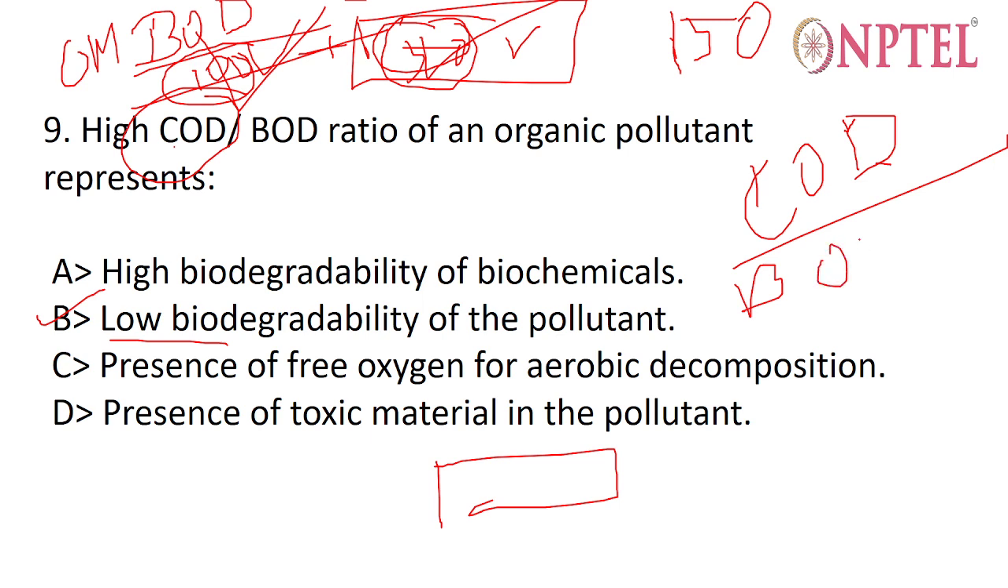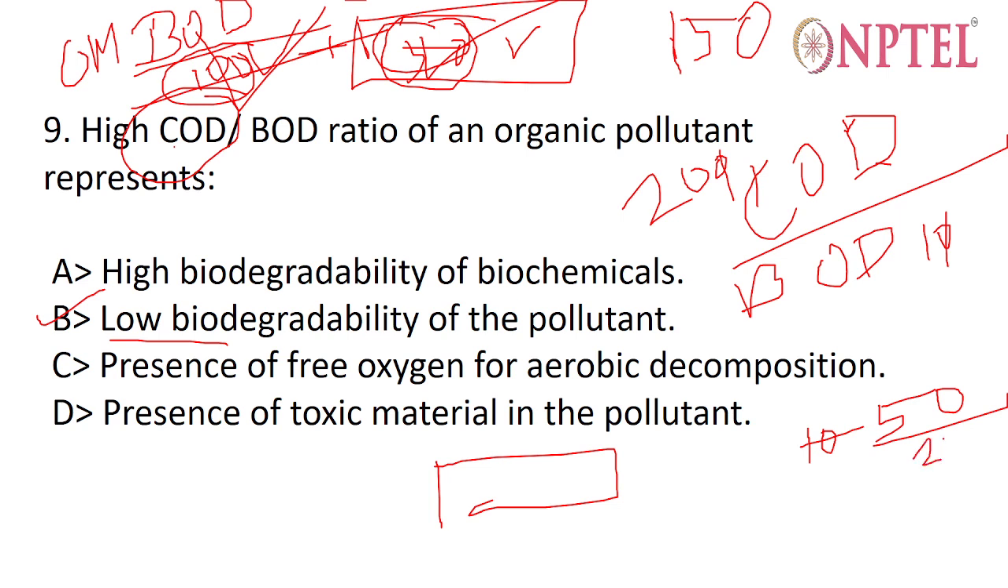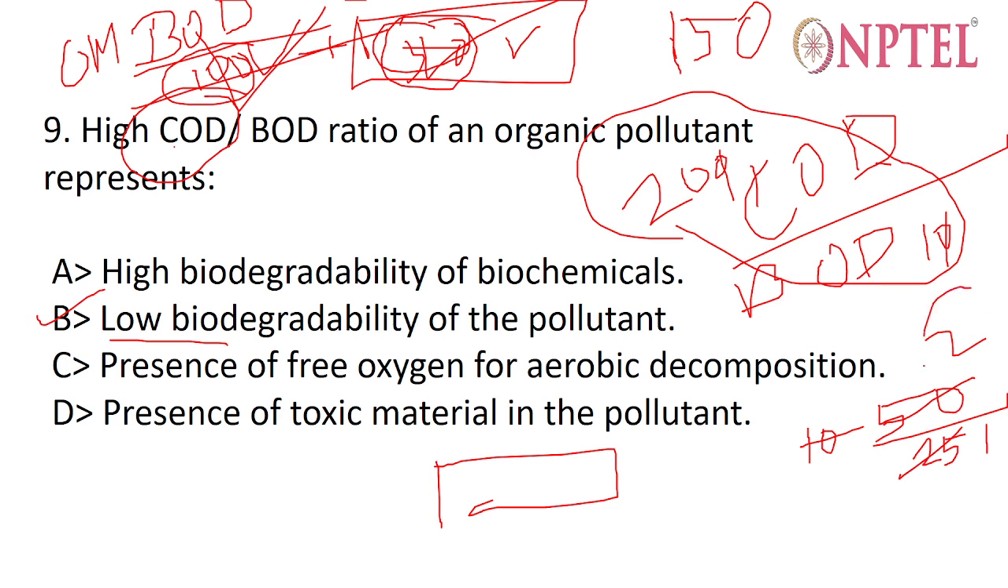That's the ratio, right? So if I have COD of, suppose, 200 and BOD as 10, the ratio is 20 is to 1, something like that. And suppose I have COD of 50, and this is 25 BOD. So what will happen here? 2 is to 1, right? So this is the higher ratio, 20 is to 1, and this is 2 is to 1.